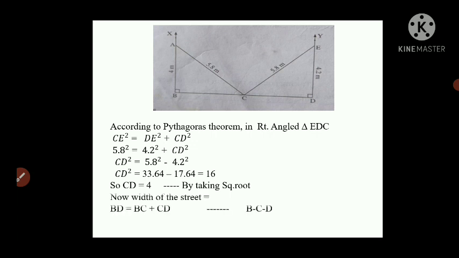Now I have to find the width of the street. See, BD is the width. So BD will be equal to what? BC plus CD. Since the points B, C, D are collinear, BD will be 4.2 meter plus 4 meter, which is equal to 8.2 meters.